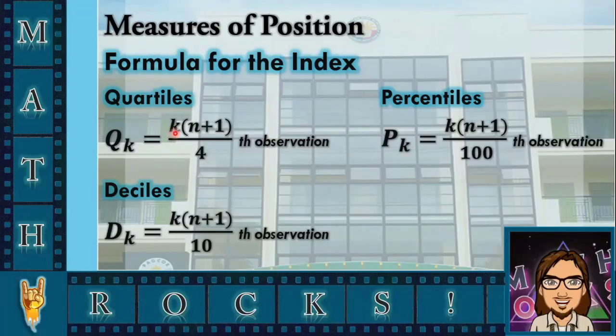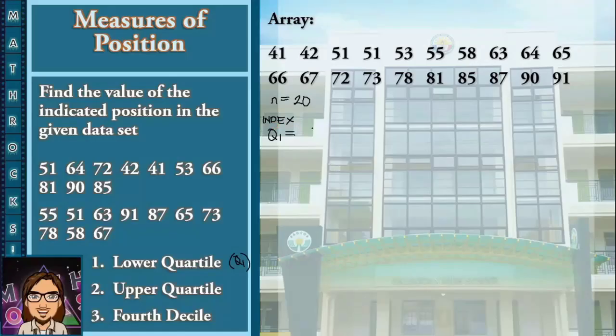So we have k times the quantity n plus 1. And since we are looking for the first quartile, your k would be equal to 1. So n plus 1 means that we have 20 plus 1 all over 4, because we are looking for a quartile. And with that, we have this be 21. So 21 times 1 is 21, and divided by 4, that gives us 5.25.